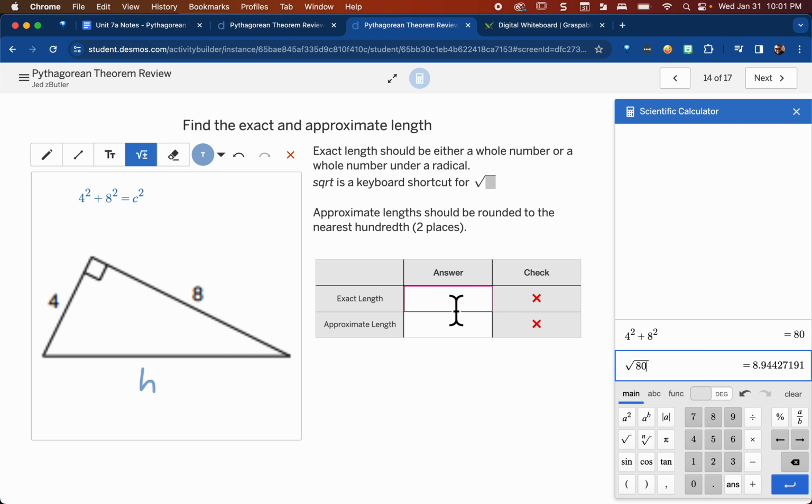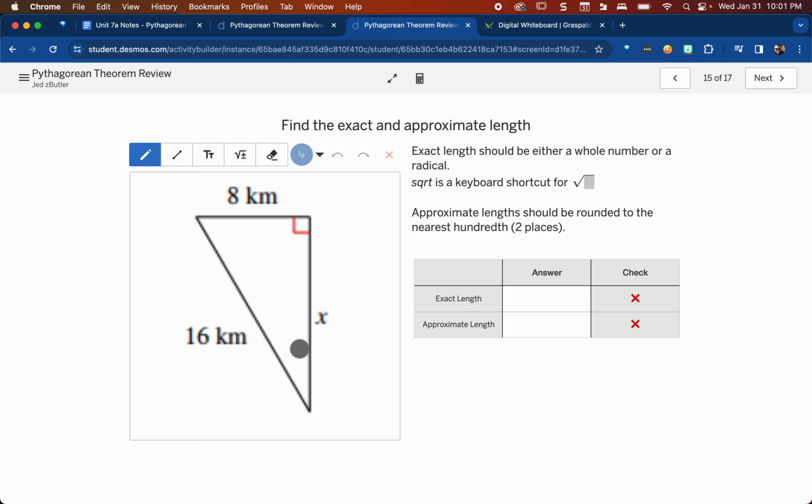All right, now I can write my answer here in a couple of different ways. I'm going to type it once as square root of 80. And the second way, I'm going to kind of round it off. So it says 8.94. And there we go. So we'll round it off to a couple places. Let's try another one to look at.